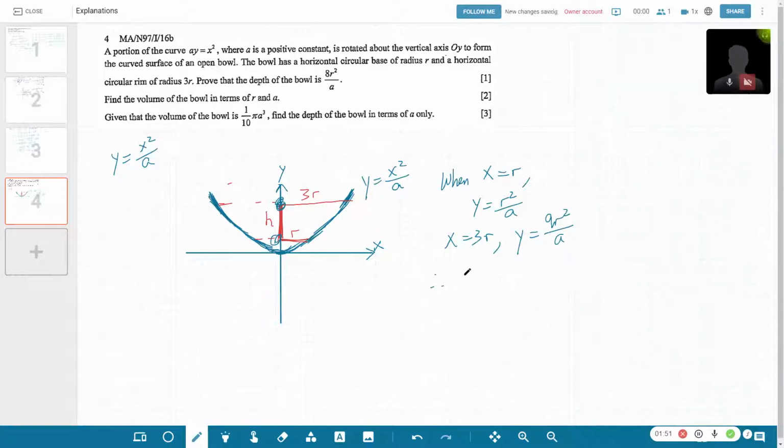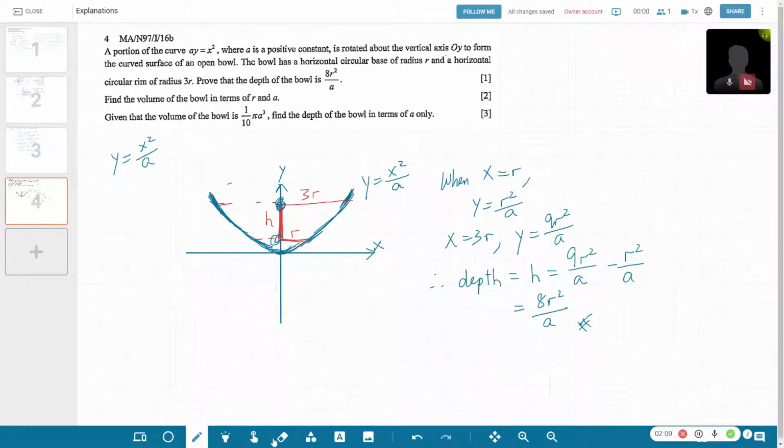Therefore, the depth, which is the height h, equals 9r squared over a minus r squared over a. You get 8r squared over a. Okay, this is pretty straightforward, 1 mark. Now, find the volume of the bowl.